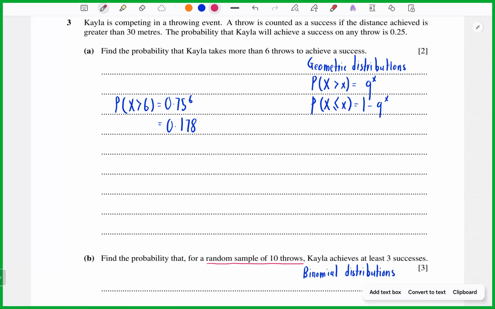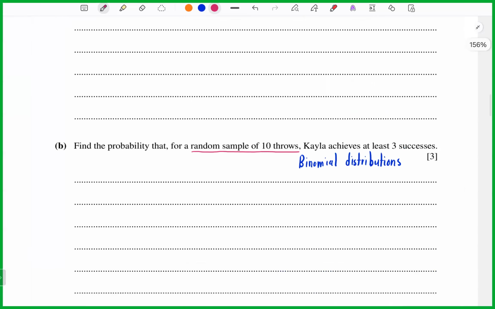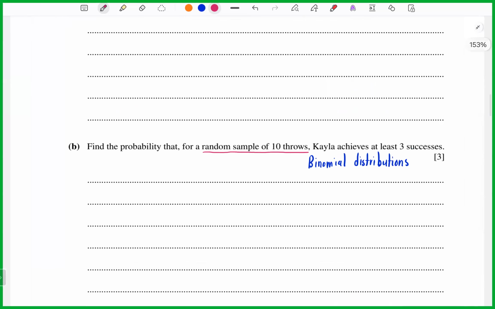For question A, you see they didn't give you any samples, right? They will say they take many throws until a success. So it means you need to repeat. When you see this keyword, repeat or repeatedly, you need to apply the geometric distributions. Okay, and now let's see question B.